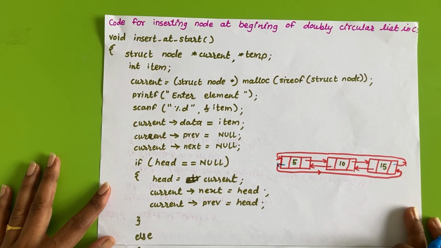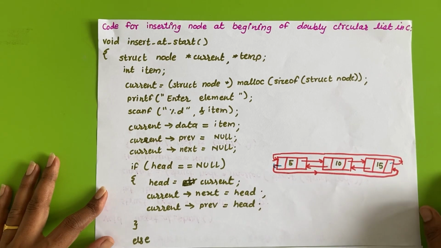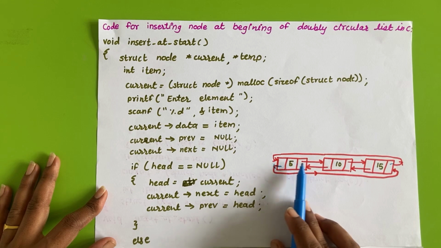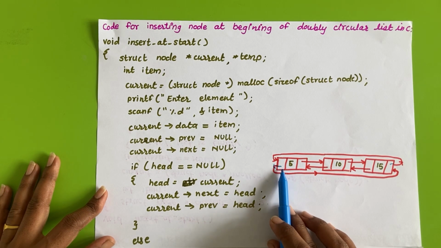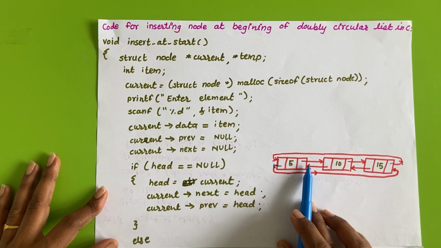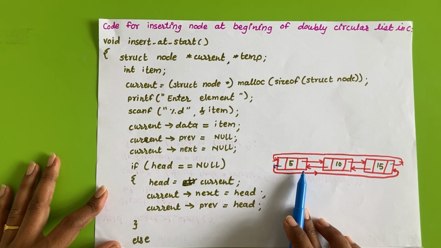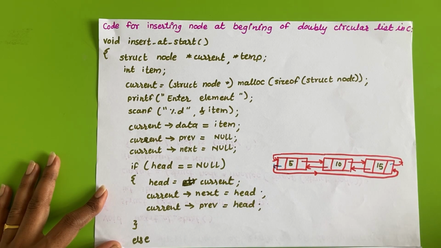So the node structure for a doubly circular linked list is the same as the node structure of the doubly linked list. That means it contains two pointer fields and the middle one is the data field. Okay, so this pointer field will point to the node that is previous to that node, and this one will point to the next node in the linked list. Okay, so let's start with the code for insertion at the beginning of the circular linked list.